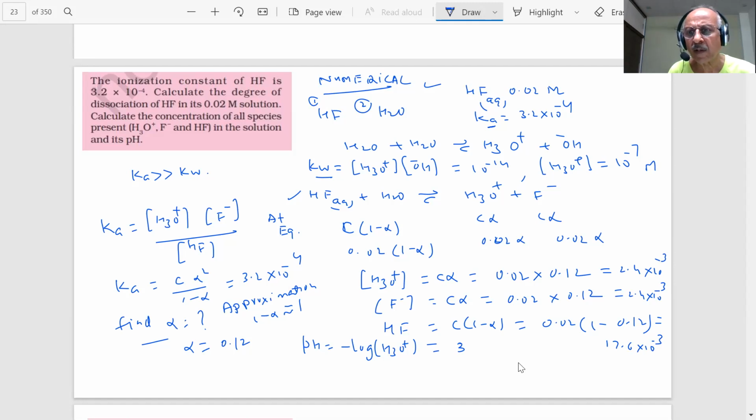Plus 3. Then what is pH? pH is minus log H plus, so it will be minus log into 10 to the power minus 3. It cannot be plus 3. Can it be plus 3? It will be minus 3. Yes sir, minus 3. Something is wrong here. Okay, okay.